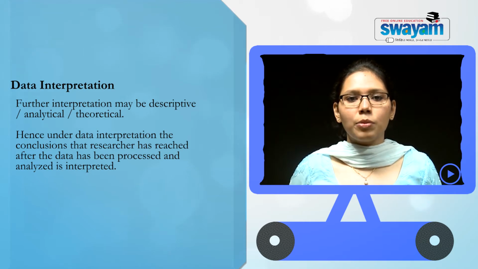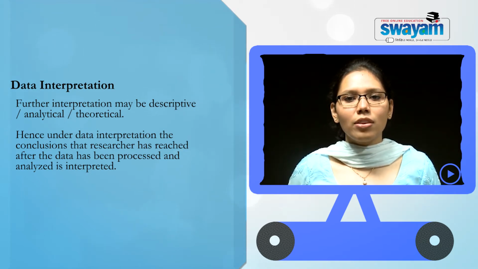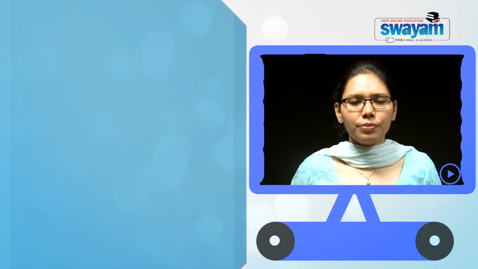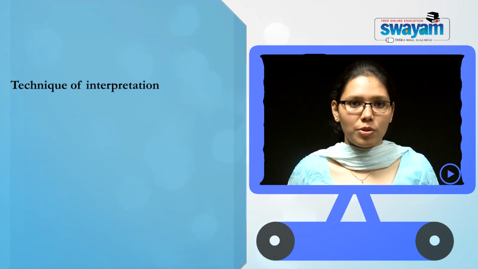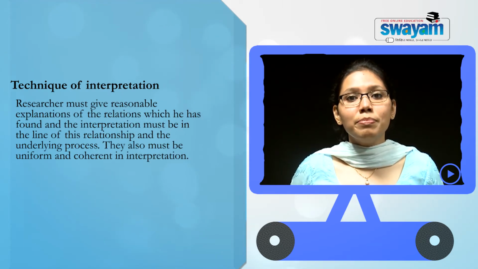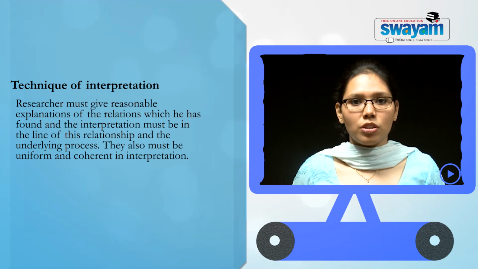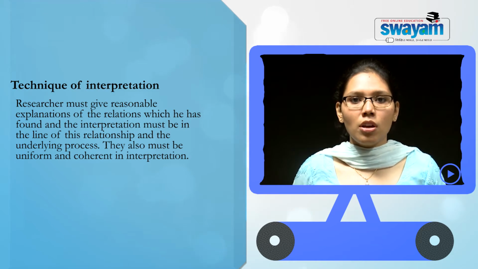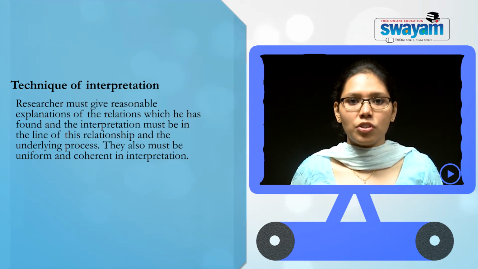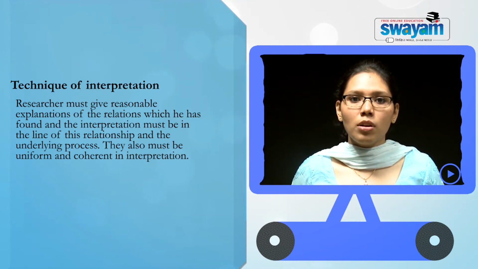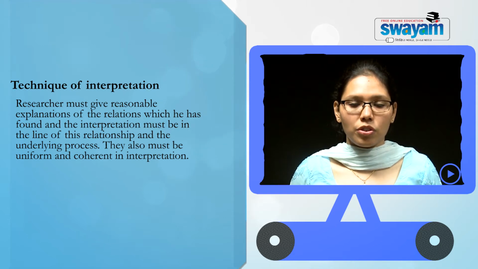Hence, under data interpretation, the conclusions that the researcher has reached after the data has been processed and analyzed are further interpreted. Now, there are certain techniques of interpretation. The following are the same. First, the researcher must give a reasonable explanation of the relation which he has found, and the interpretation must be in line with this relationship and the underlying process. They also must be uniform and coherent in interpretation.